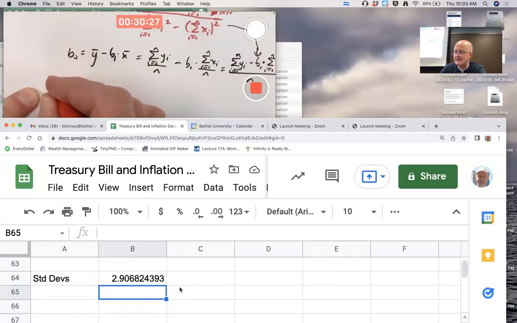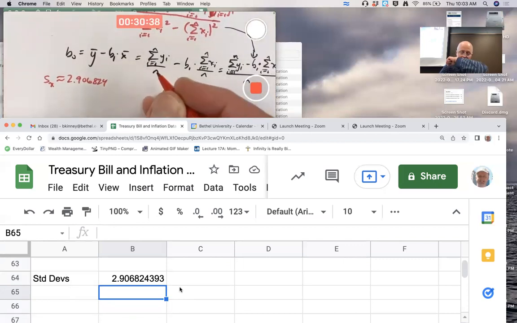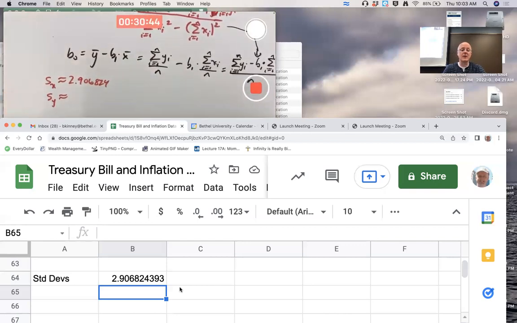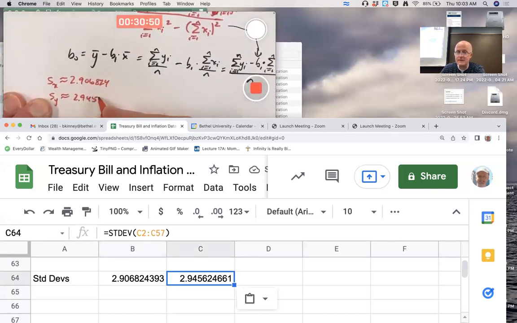S sub x with one S and one x is the standard deviation of the x's. It's about 2.906824, say. S sub y with one S and one y is the standard deviation of the y's. Copy and paste this over. That's about 2.945625.